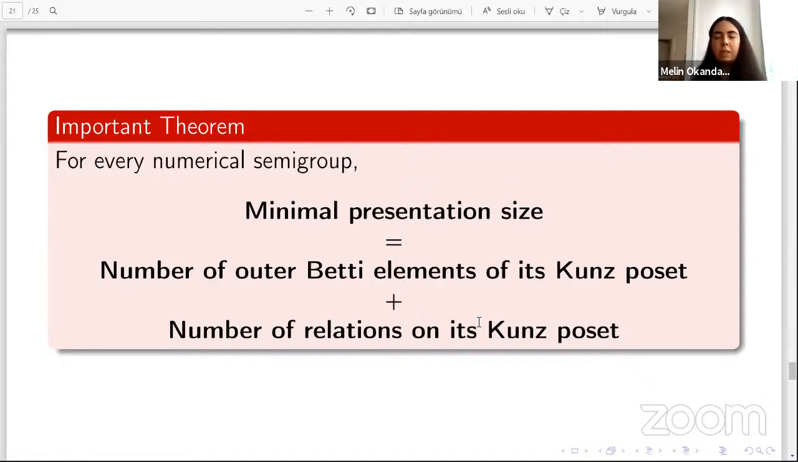But for now, believe me that this is how we found that the minimal presentation size is a summation of those two things. Once we know the number of outer Betti elements of the Kunz poset and the number of relations on the Kunz poset, if we sum them, we automatically get the minimal presentation size. This is an important tool because you may have noticed that while calculating the chicken McNugget semigroup, there was no certain methodology; we were just trying to find it out. But here, we do not have to prove them one by one. We just prove it for the Kunz poset, and then it is done.